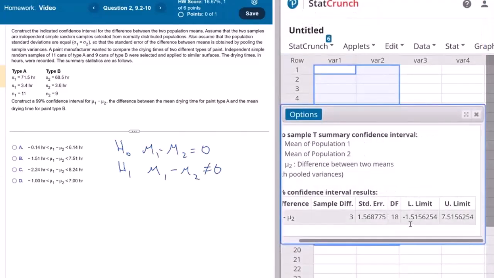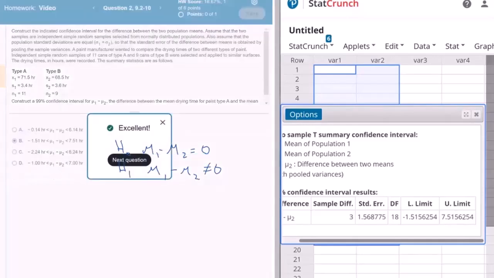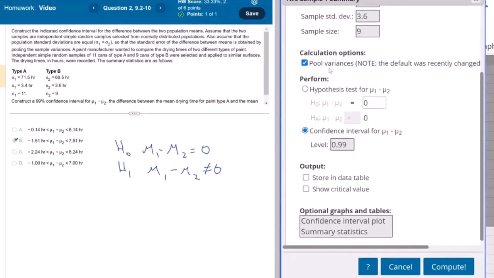My lower limit is 1.51. My upper limit is 7.52. But I think this is the closest I can come. Check answer. And there we have it. There's something a little tricky here. We have a two-tailed test. Our confidence interval stays the same as what we're trying to construct here.